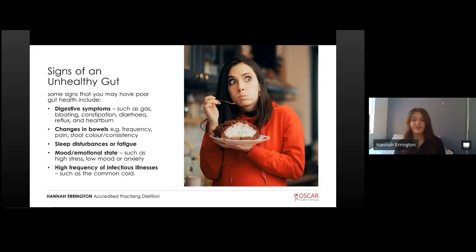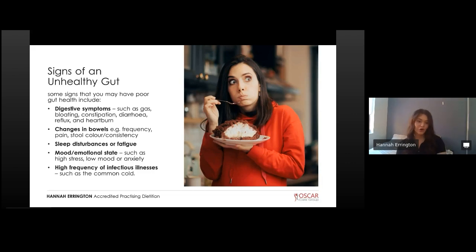Sleep disturbances and fatigue are another big one. If you're experiencing increased fatigue throughout the day, that can be a sign that something is going on with your gut. Your mood and emotional state, so high stress, high anxiety, or low mood, particularly if nothing has changed in the rest of your life to cause any of these changes, can be a sign of something happening within the gut.